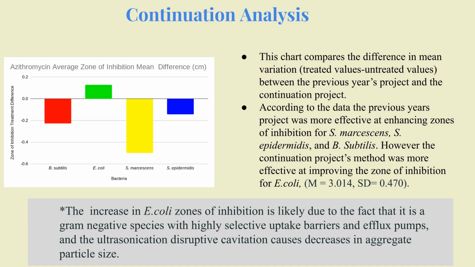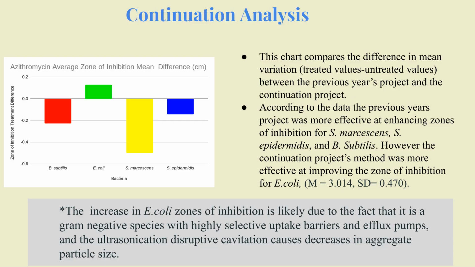The chart on this slide compares the difference in mean variation, which is treated values minus untreated values, between the previous year's project and the continuation project this year. According to the data on this slide, the previous year's project was more effective at enhancing zones of inhibition for Serratia marcescens, Staphylococcus epidermidis, and Bacillus subtilis. However, this continuation year's project was more effective at improving zones of inhibition for E. coli, with a mean of 3.014 this year, increasing by just over 0.1 centimeters.